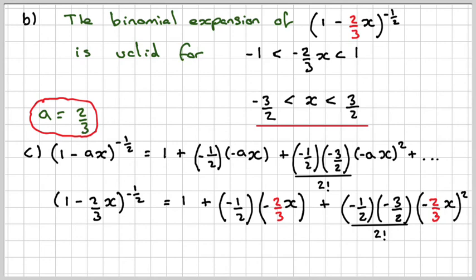That will give me 1 plus 2/6, which is 1/3 x. And this bit here, if we work all this out, will come to 1/6 x squared. So this will be the quadratic function that represents f of x for small x.